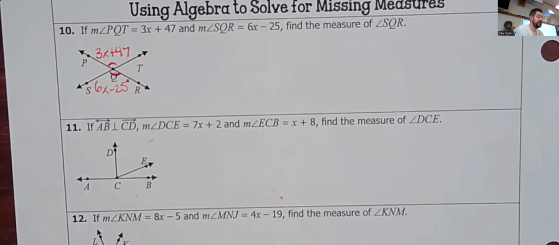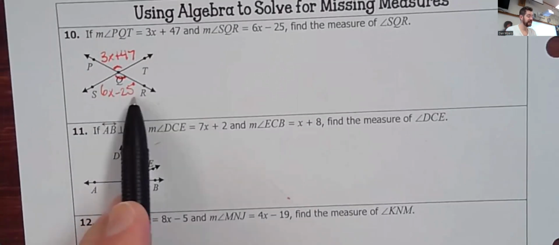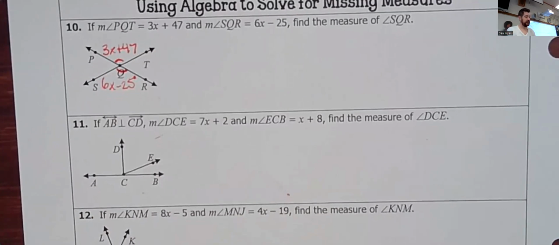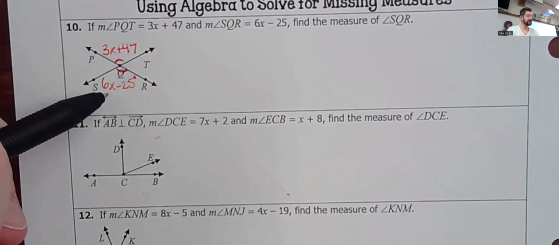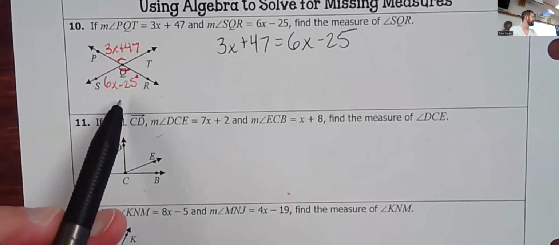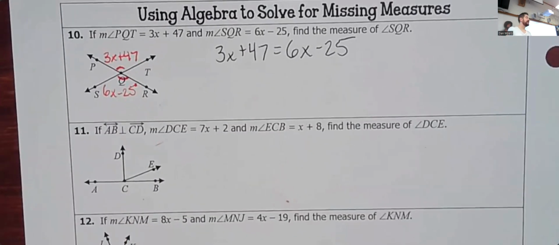So our equation then, we got to solve for x. And then once we have x, we're going to plug it back into this angle here, SQR, to figure out the degrees. So the equation we're going to write is setting 3x plus 47 equal to 6x minus 25. So 3x plus 47 equals 6x minus 25, because angle PQT is the same measure as angle SQR. So there's a few things that need to happen before you can actually write your equation. You got to figure out, all right, where are these angles at? What is the relationship between the angles? And then use that relationship to write your equation.